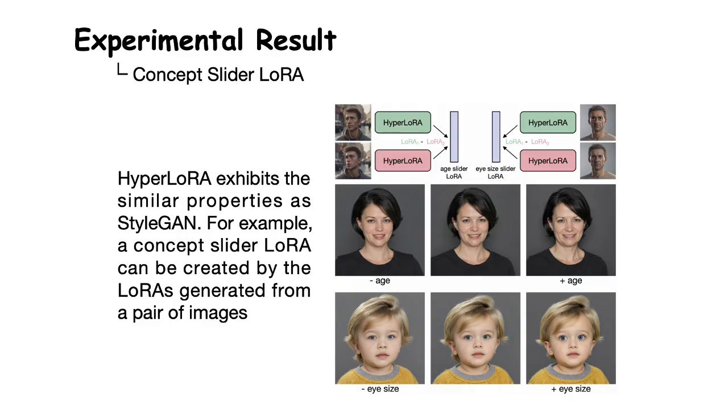We find HyperLoRA exhibits similar properties as StyleGAN. For example, a concept slider LoRA can be created by the LoRAs generated from a pair of images. Feed a face image and an edge-edited version into HyperLoRA and subtract the generated LoRAs. We will get an edge slider LoRA.